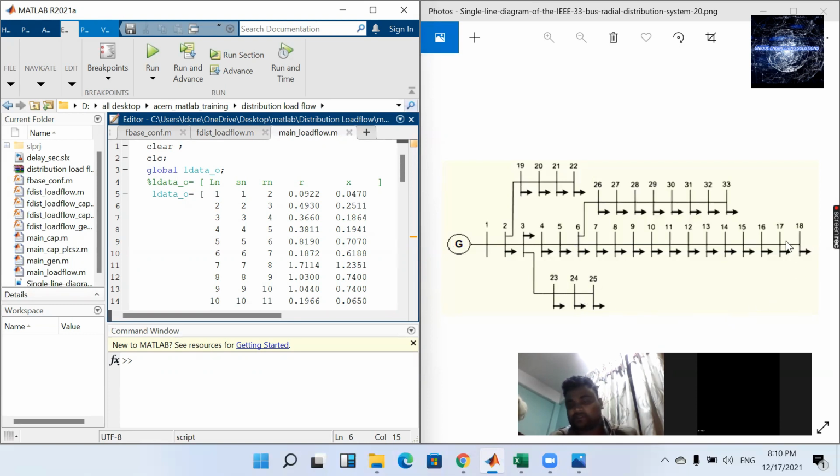Again, if we consider two buses, 17 and 18, what will be the line number here? 17. Yes. So likewise, the line number is considered. For example, you can see that for the first line the receiving end is 2, so the line number is 2 minus 1, that is 1.